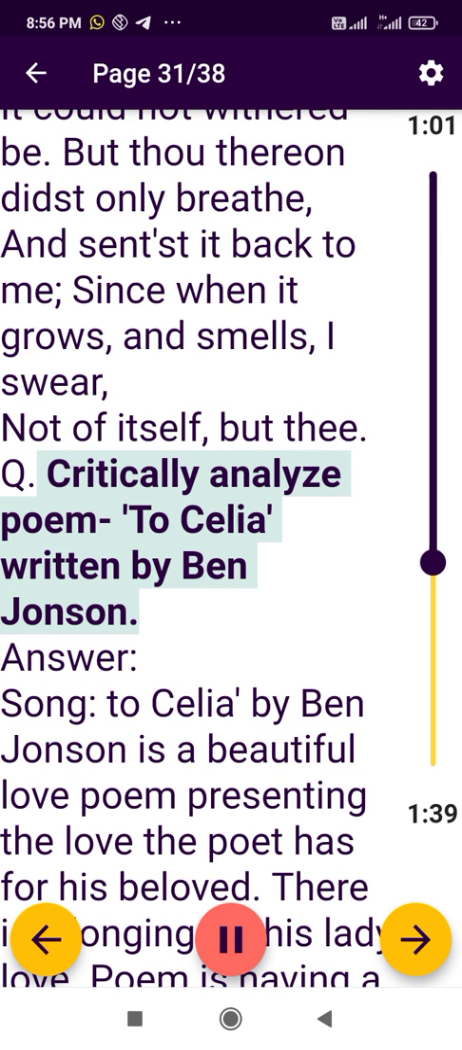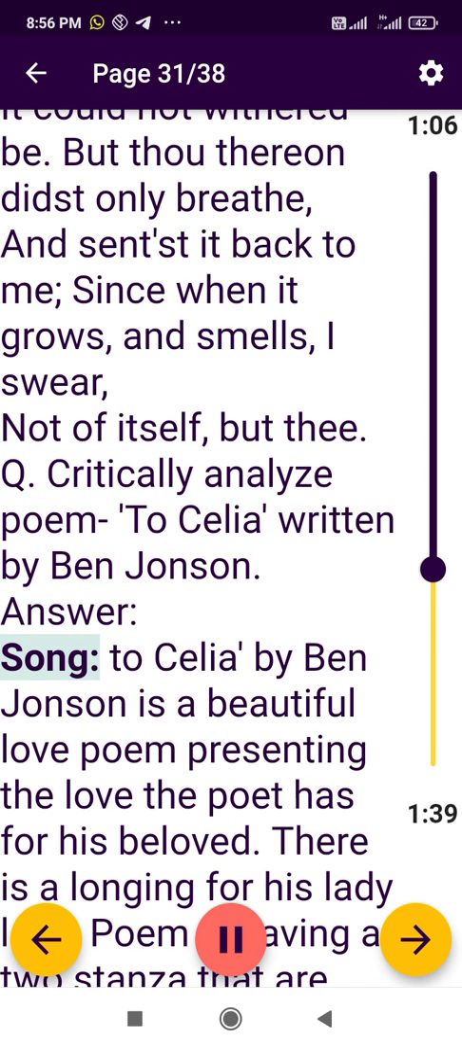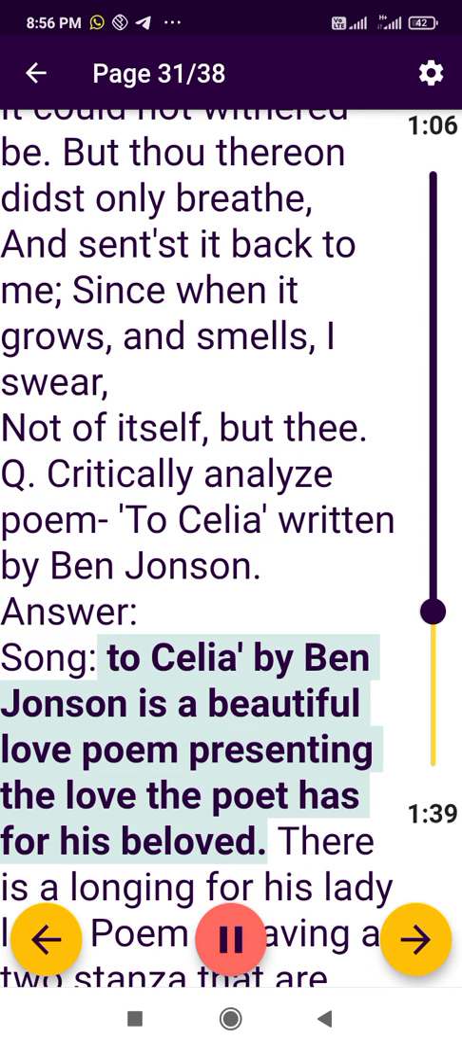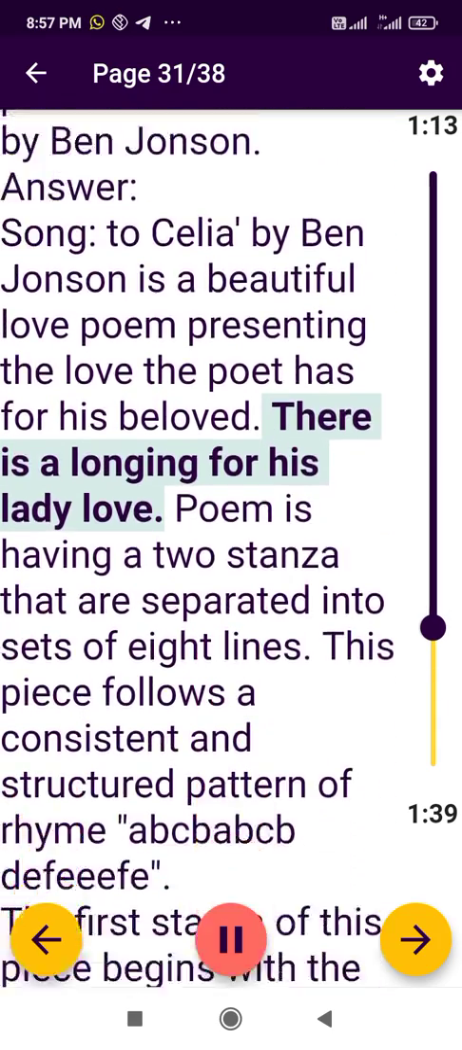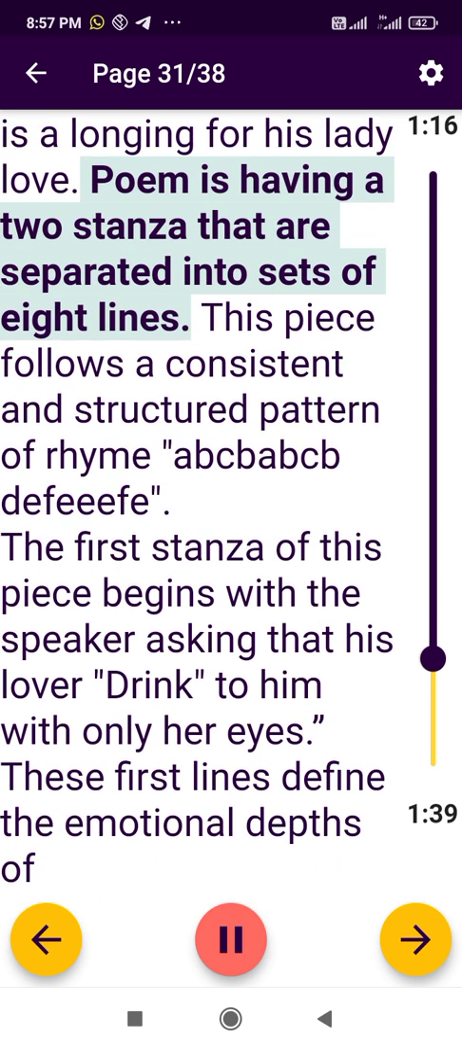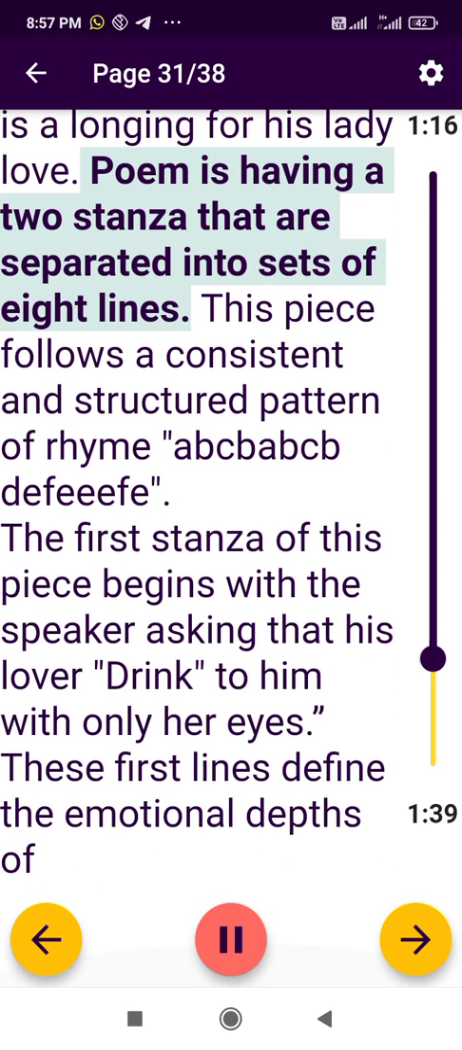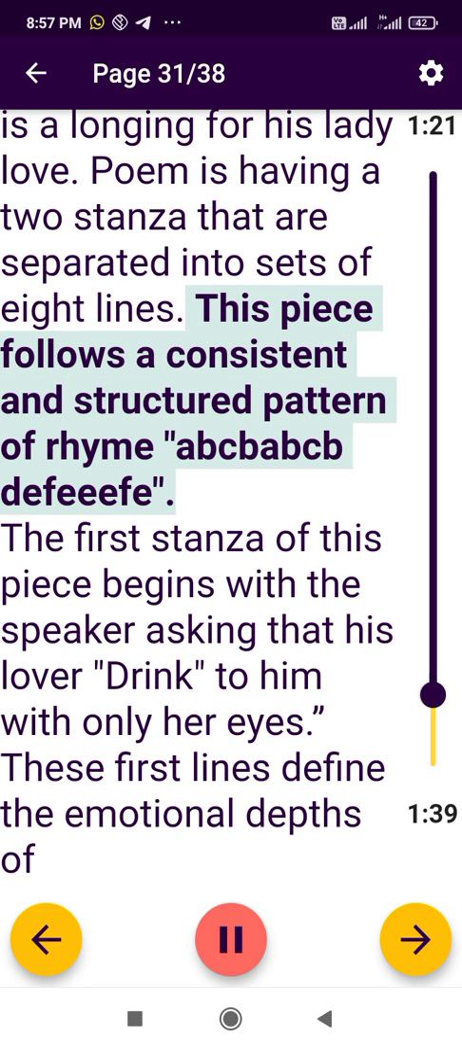Question: Critically analyze the poem To Celia, written by Ben Jonson. Answer: Song: To Celia, by Ben Jonson, is a beautiful love poem presenting the love the poet has for his beloved. There is a longing for his lady love. The poem has two stanzas separated into sets of eight lines. This piece follows a consistent and structured pattern of rhyme.